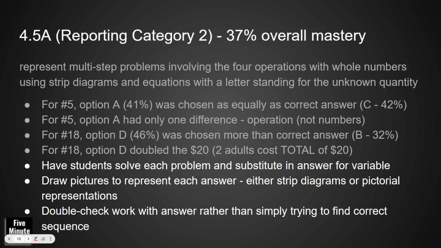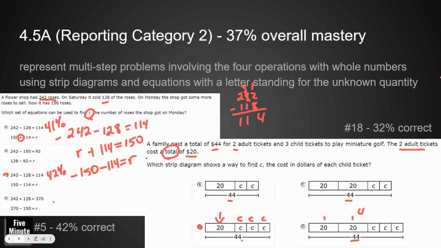And for number 18, option D was chosen more than the correct answer. Option D was chosen 46% of the time, as opposed to 32% for this. And it's because they really geared on this two adults. But if the two adults had a total of 20, right, then you don't need the 20 twice, because then that'd be a total of 40.